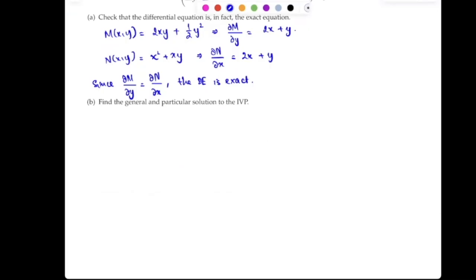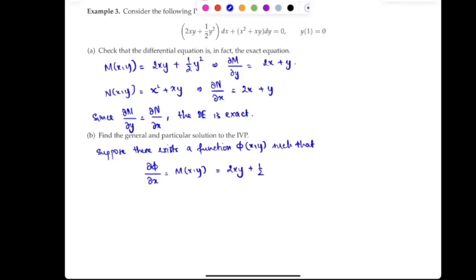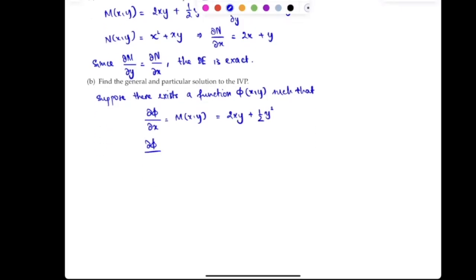Now we know that this is an exact differential equation. We're going to follow the procedure to find the general solution, then utilize the initial conditions to find the particular solution. So suppose, then there exists a function phi of x comma y such that partial phi partial x is equal to M of x comma y. In this case, it is equal to 2xy plus 1/2 y squared. And partial phi partial y is equal to capital N of x comma y, which is x squared plus xy.